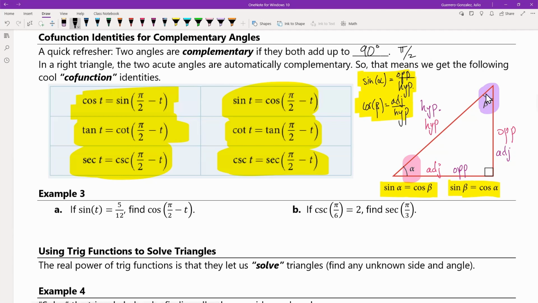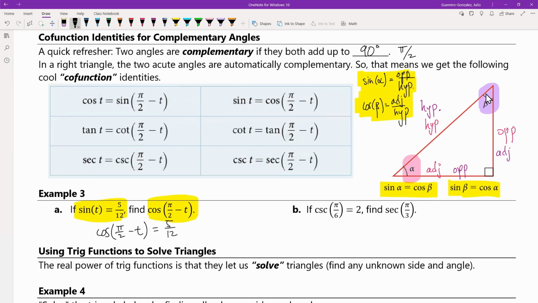So what we can say now is this. Let me get rid of all these highlights. Suppose we had this one, and we need to find this one. According to our thing here, if sine of t is equal to something, it is equal to that thing. So it turns out that cosine of pi over 2 minus t will also be 5 over 12, okay?